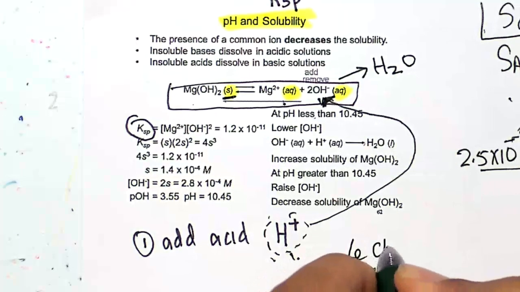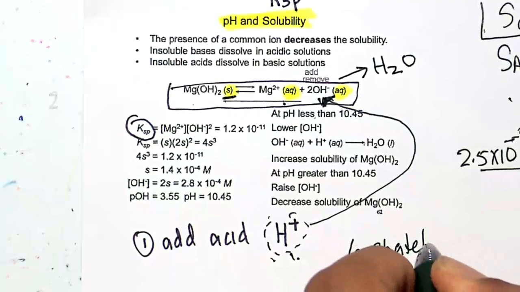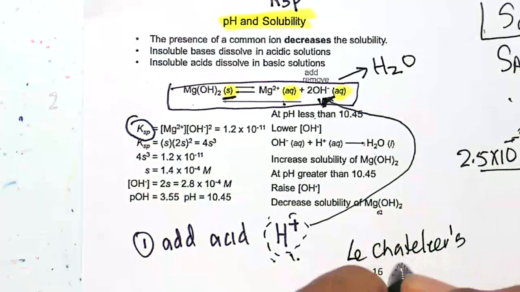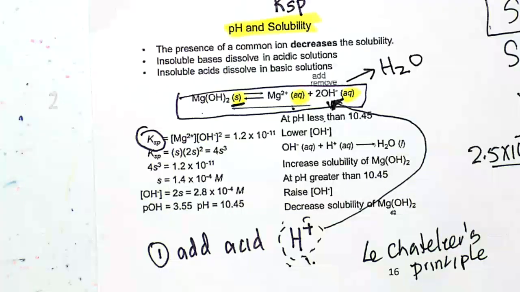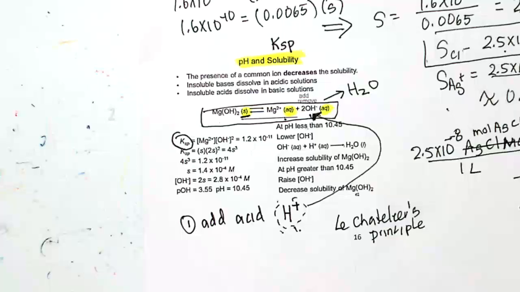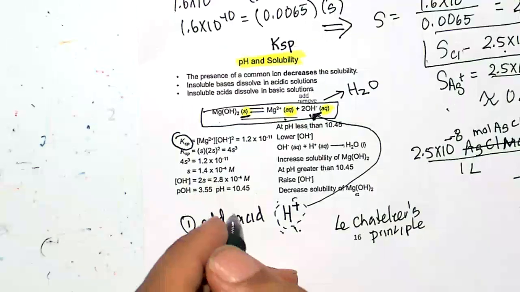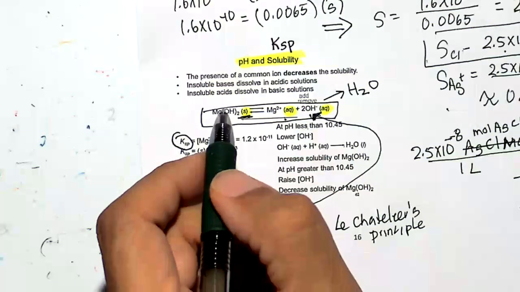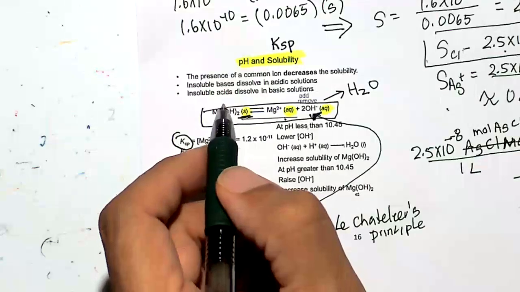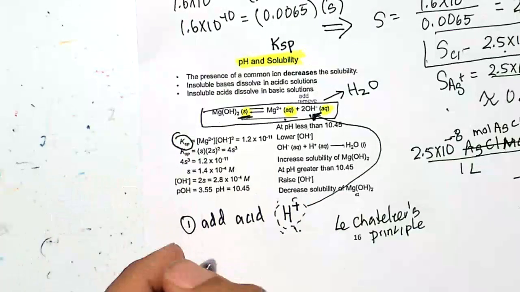Remember Le Chatelier's principle. So which way will the reaction shift? Right or left? It's going to shift towards more hydroxide. That is correct. So acid will do what to this solid? Will it dissolve the solid? Acid will dissolve the solid.